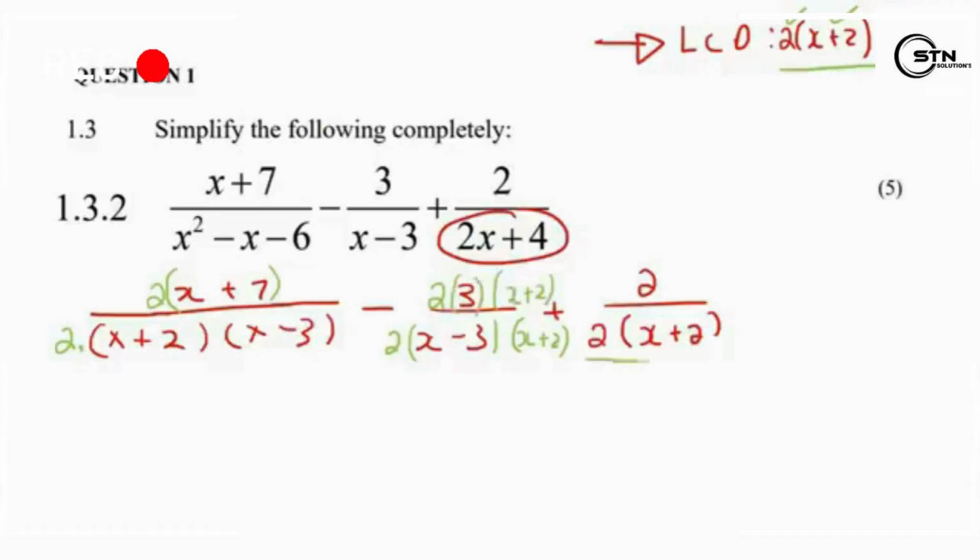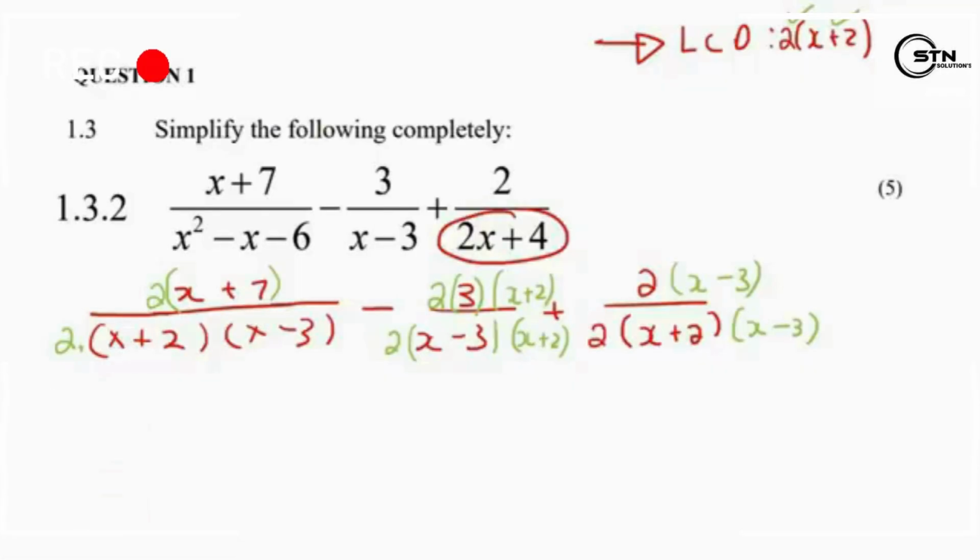Okay, now we look at this last part. What is it missing? Well, it's got the 2 and it's got the x plus 2, but it doesn't have the x minus 3. So we'll just give it the x minus 3. What you do to the bottom, you do to the top. And there we go.